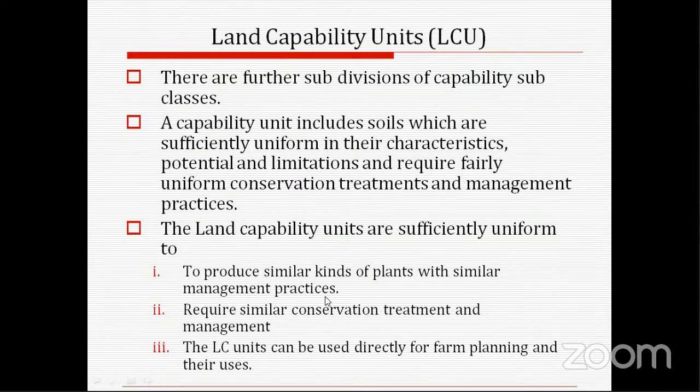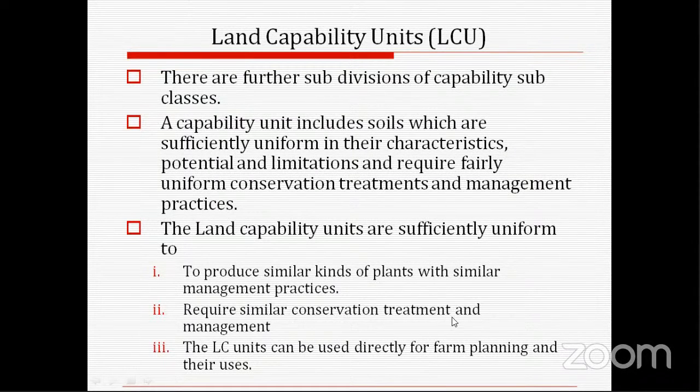For example, if you find that the soils in a particular area in Uttar Pradesh have this type of limitation, some salinity problem, say some neutral salts or carbonates of calcium and magnesium, and these are present in Punjab also, then you will group all these soils in one unit. Then you will give similar kinds of management practices to produce similar kinds of plants. Very simple. So you can recommend similar practices for both areas.